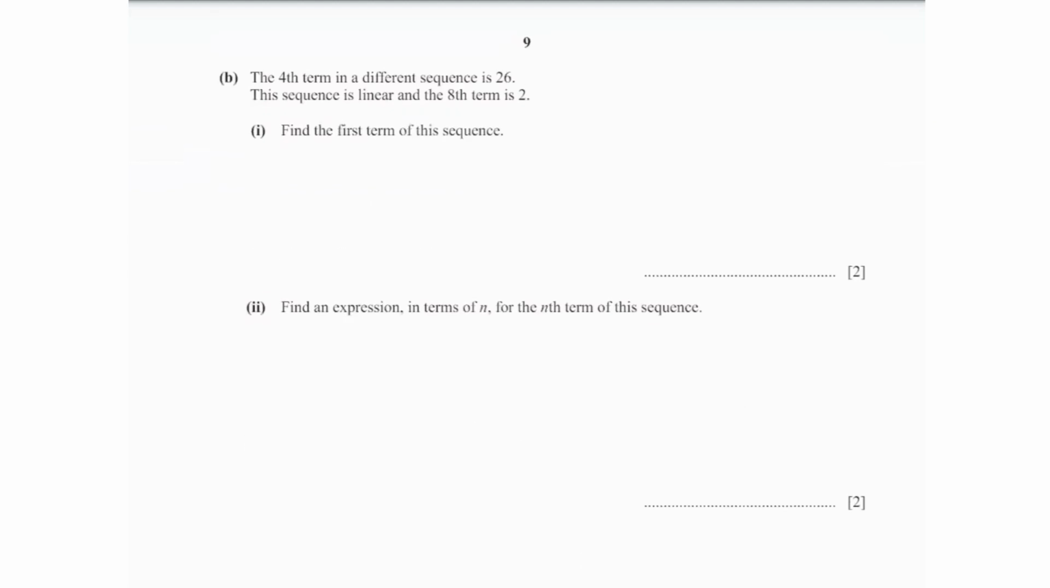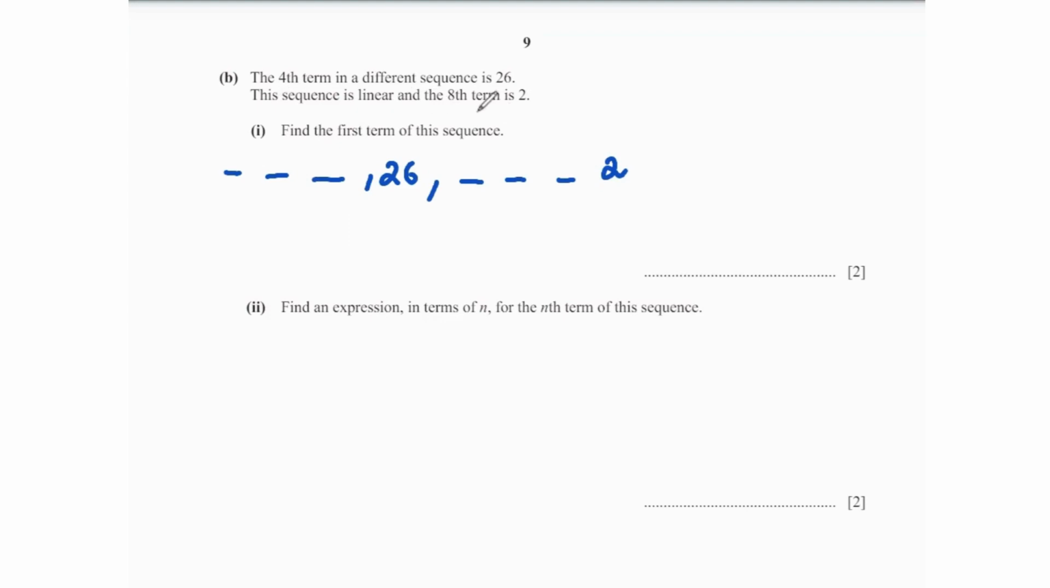The fourth term in a different sequence is 26. The sequence is linear and the eighth term is 2. Find the first term of the sequence. So we have 1, 2, 3 terms before 26. So that's going to be the 5th, 6th, 7th, and 8th term is given as 2.